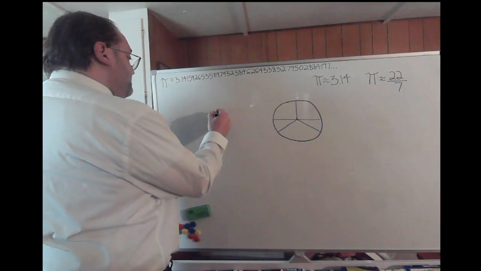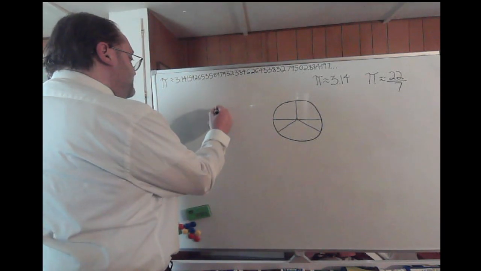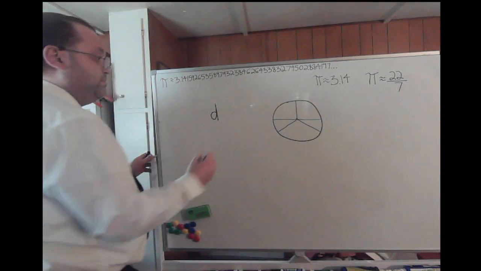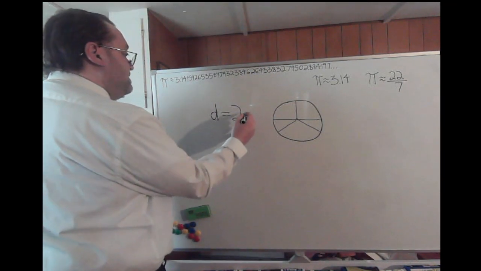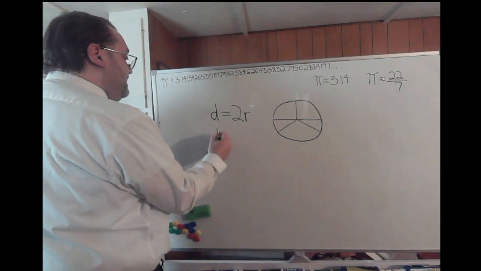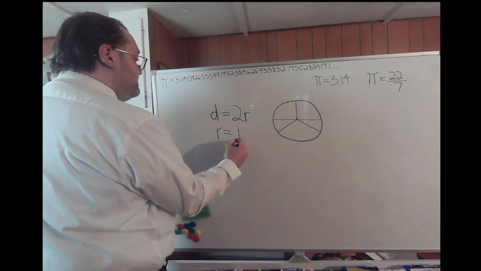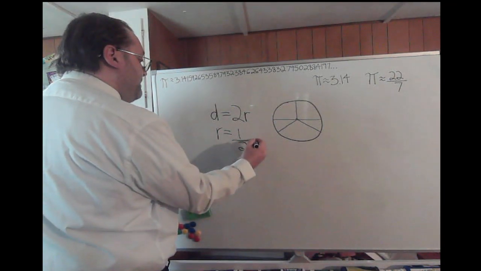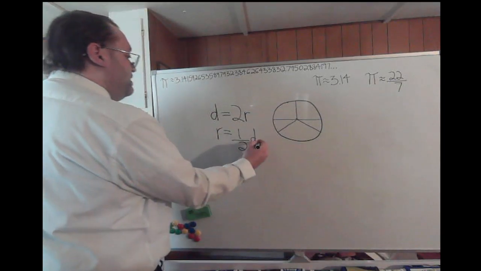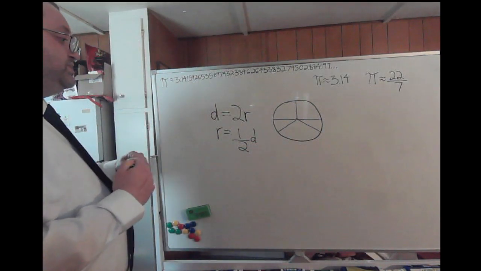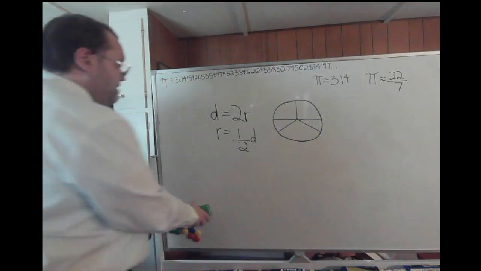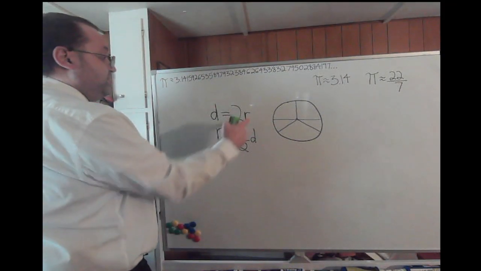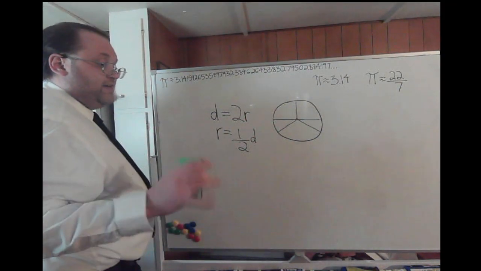Now, we have established that the diameter, known as d, is equal to twice the radius. Or the radius is equal to half of the diameter. Those are facts you can use. So, diameter is equal to twice the radius, or the radius is equal to half the diameter.